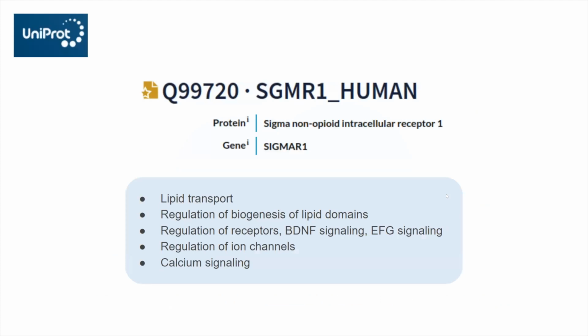So taking a closer look at the sigma-1 gene, we can find in UniProt that it's an endoplasmic reticulum protein, which has a lot of functions. Among others, it is involved in lipid transport, regulation of biogenesis of lipid domains, regulation of receptors, regulation of ion channels, and calcium signaling.